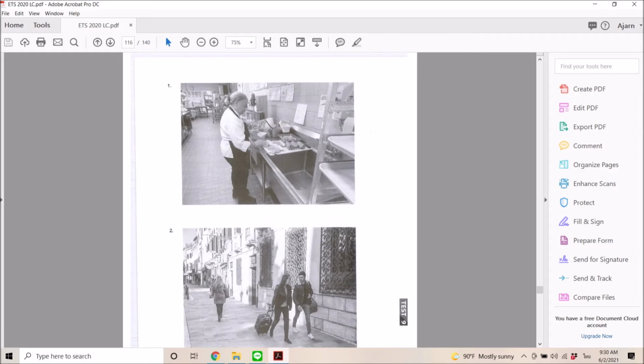Number 32. Where are the speakers? Number 33. What does the woman ask the man for? Number 34. What will the man most likely do next?